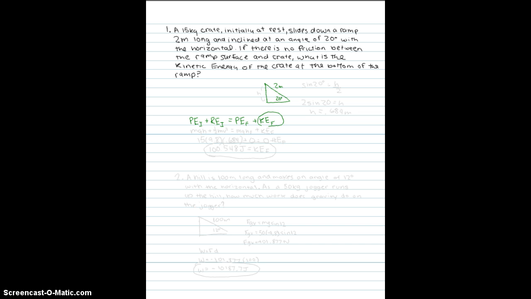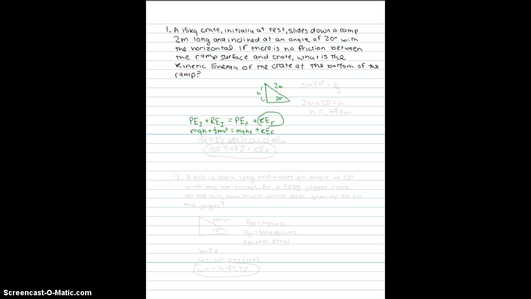So potential energy initial is mgh, where h is the height right here, plus kinetic energy initial, which turns out to be 0 because it is not moving at the time. So there's no velocity. It would be 1/2 mv squared, but v is 0. And that equals potential energy at the bottom, which is mgh final, which will turn out to be 0 too, plus kinetic energy final.